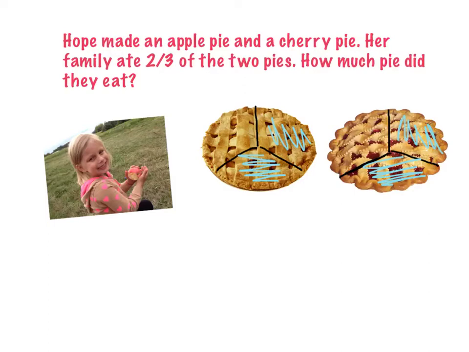So now what we need to do is count how many thirds we have all together. So I have 1, 2, 3, 4. So all together we ate 4/3. And that's the same thing as 1 and 1/3.